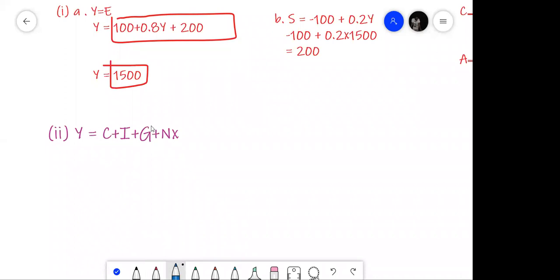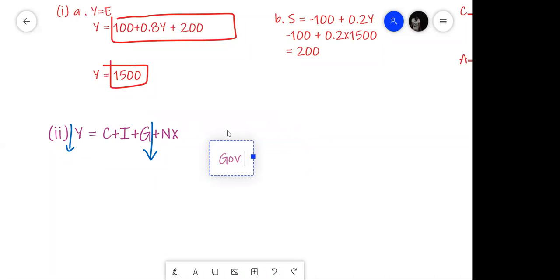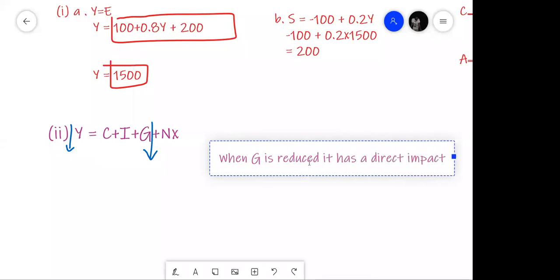Okay, the balanced budget multiplier story here. So when you reduce government purchase, guys, it has a direct impact, right? It directly impacts your disposable income. So first thing that you need to say is when government purchase is reduced, you can say G for government spending, right? Government spending is reduced. It has a direct impact. You need to highlight that fact, right? That it has a direct impact on this.